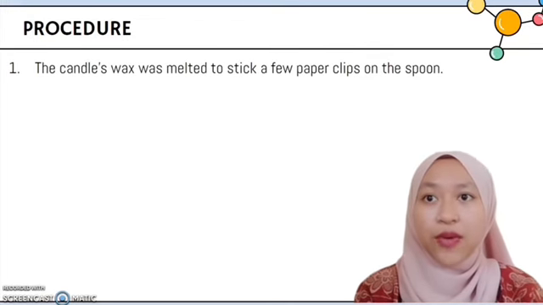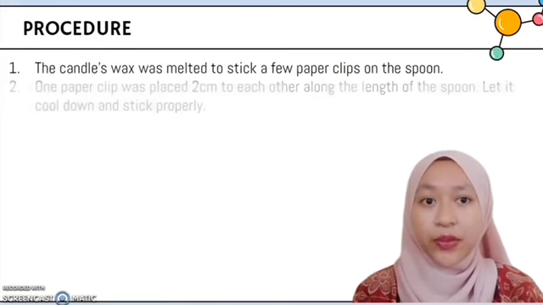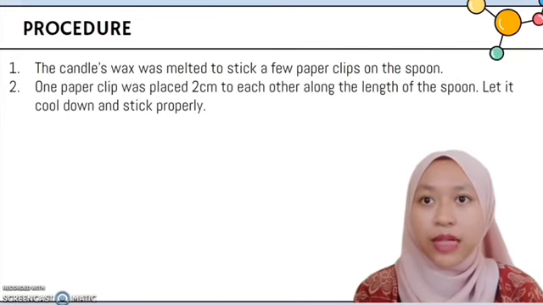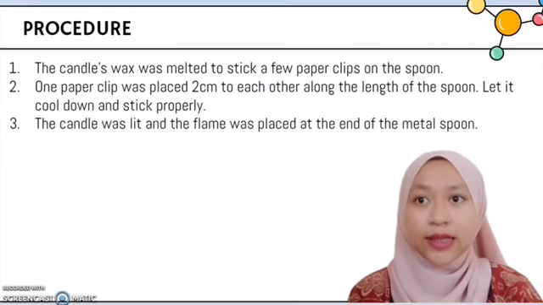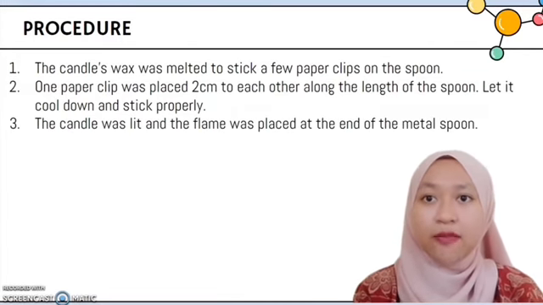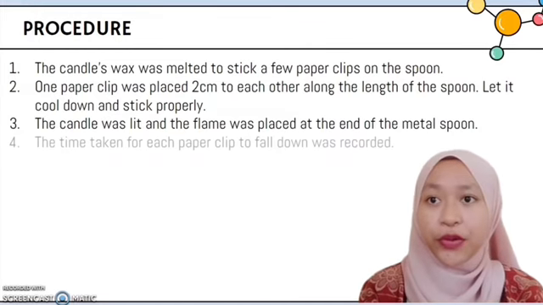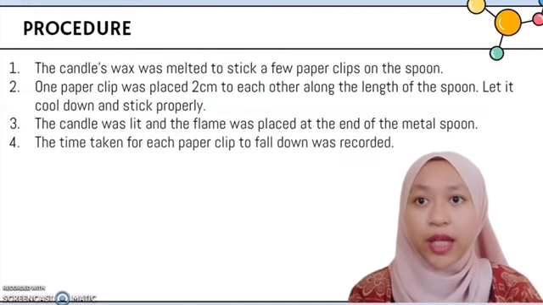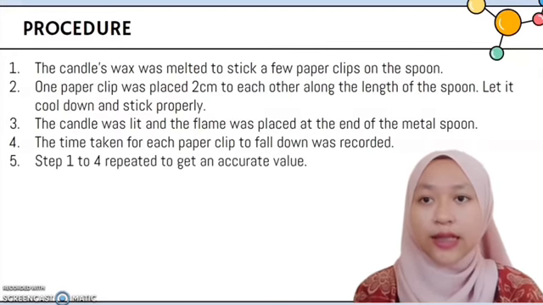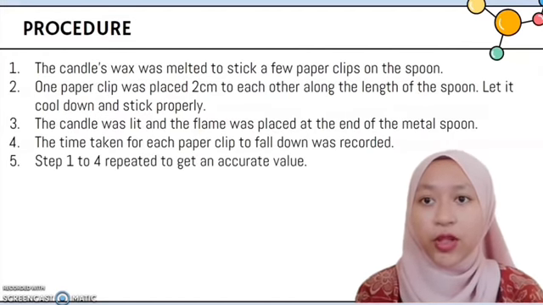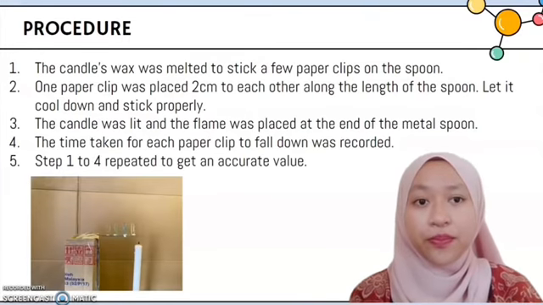First, melt the wax to stick some paper clips on the spoon. Second, place the paper clips 2 cm from each other along the spoon. Let it cool and stick properly. Next, light the candle and place the flame on the end of the metal spoon. Fourth, record the time taken for the paper clips to fall down in a table. Next, repeat step 1 to step 4 to get accurate values.